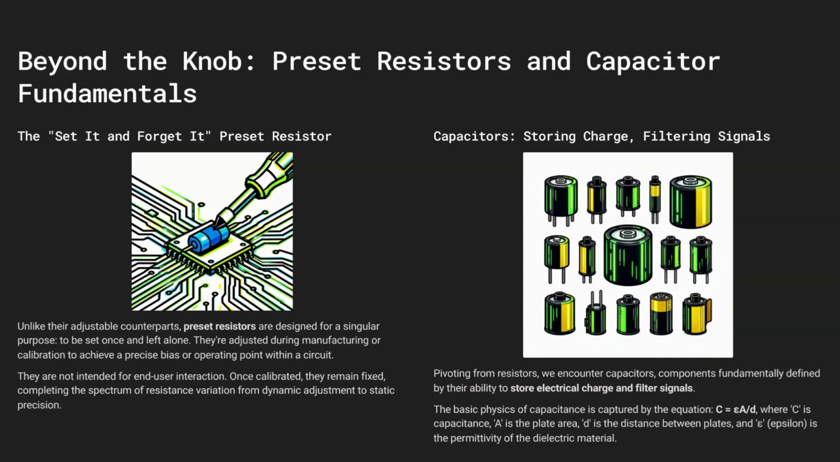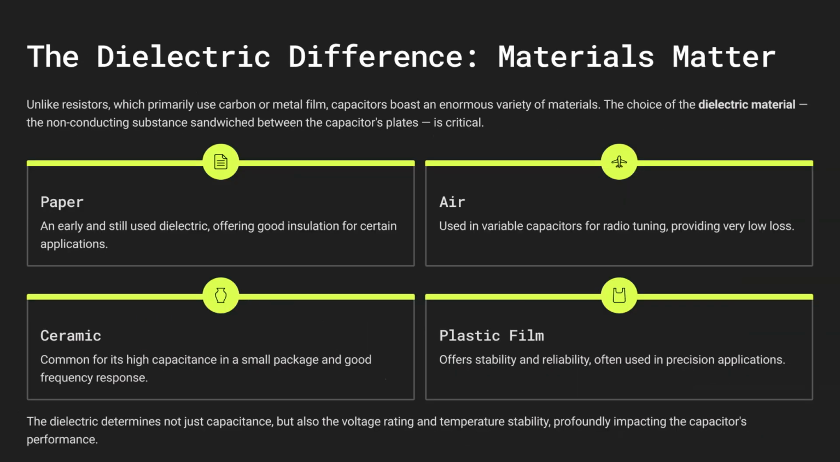So capacitance is set by the area of the plates, A, the distance between them, D, and critically, the permittivity, epsilon, of the dielectric material you sandwich in between. And unlike resistors, where it's mostly carbon or metal film, the variety in capacitors just explodes because you can experiment with almost any non-conducting material as a dielectric. Paper, air, ceramic. The dielectric choice is everything. It determines capacitance, voltage rating, temperature stability, all of it.